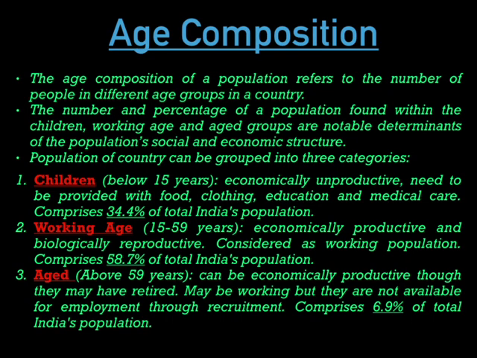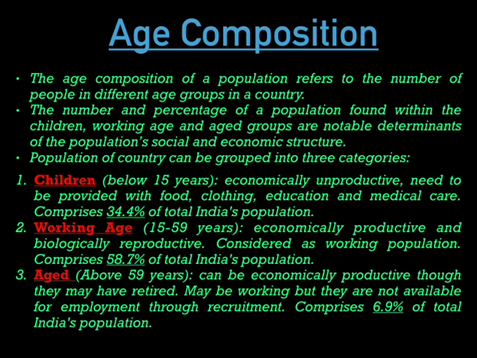The age composition. The age composition of a population refers to the number of people in different age groups in a country. The number and percentage of population found within the children, working age, and aged groups are notable determinants of the population's social and economic structures. So the population of a country can be grouped into three categories. Those three categories are children, working age, and aged.